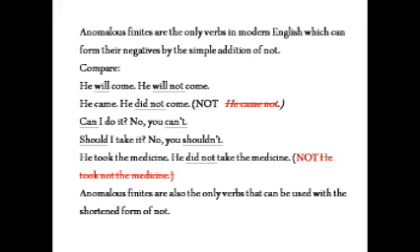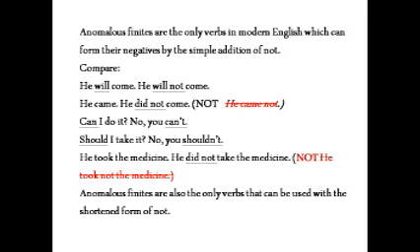Can I do it? No, you can't. Should I take it? No, you shouldn't. He took the medicine. He did not take the medicine. And not, he took not the medicine. Anomalous finites are also the only verbs that can be used with the shortened form of not. We have already discussed this.